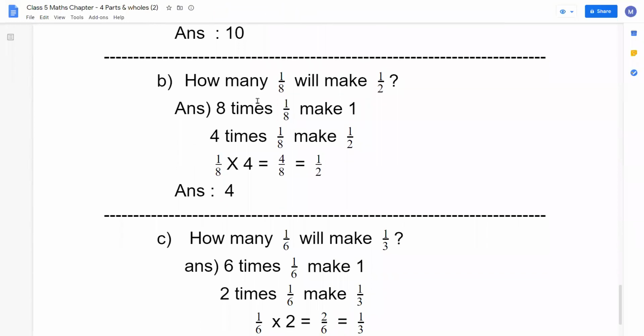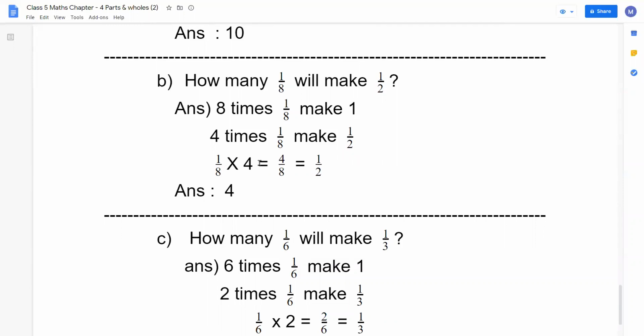Second one, how many 1 by 8 will make 1 by 2? Same way. Here the given fraction is 1 by 8. That is, the whole thing is divided into 8 equal parts. In that each part is 1 by 8. That is, to make 1, we have to take 1 by 8, 8 times. So 8 times 1 by 8 will make 1. We have to make 1 by 2. 1 by 2 means half. What is half of 8? 4. So 4 times of 1 by 8 will make 1 by 2.